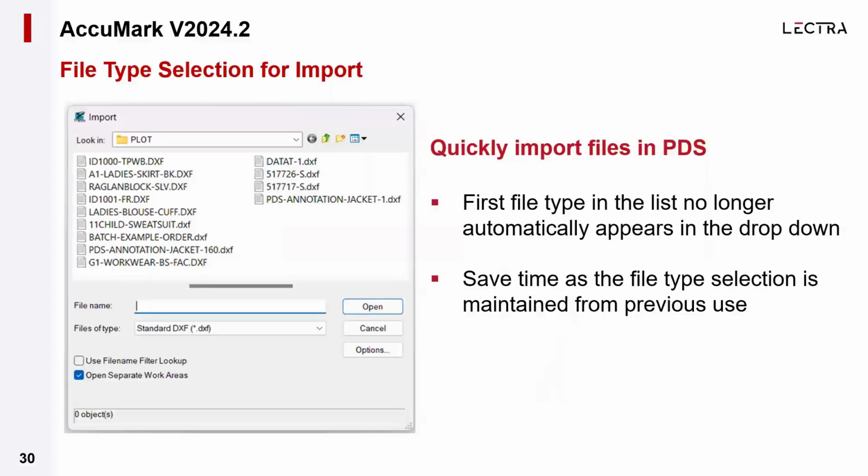Next, whenever you're making selections, for example, when you're importing files, the first file type in the list is no longer automatically the first file type. It will remember whatever the file type was that you last used. So for example, if standard DXF is the most common file type that I use, the next time I go in and choose a file to import, it will maintain that file type from my previous use. Okay.